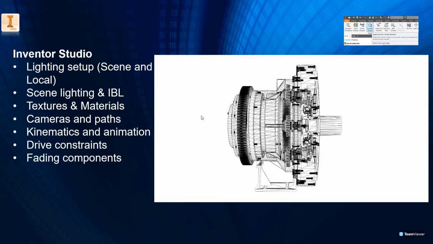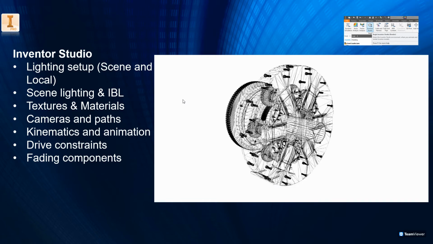And then also fading components. This is quite a nice one where maybe you've got a machine with a sheet metal covering around it, and you want to see what's inside, but you want to gradually fade out that outer sheet metal component. So do it in Inventor Studio. Gradually fade out that component, and then as time goes by in the animation, you'll see the inside of the assembly. Okay, so this is just a quick little animation of what you can do.